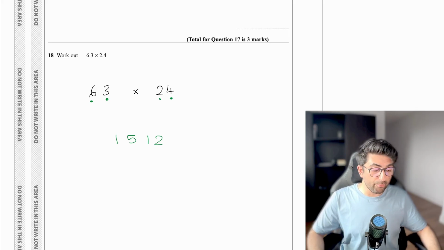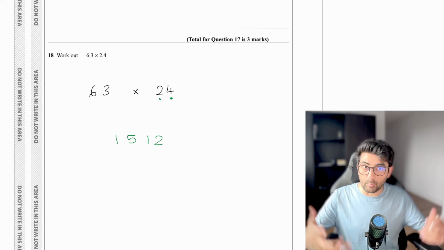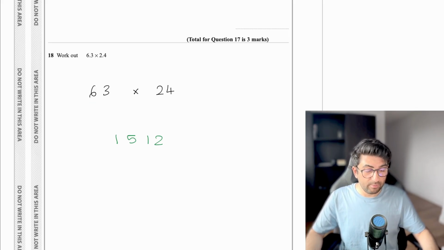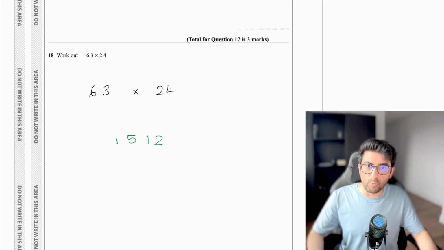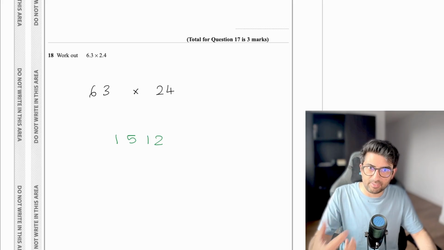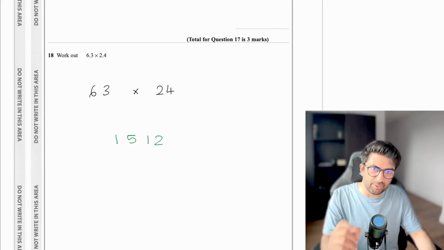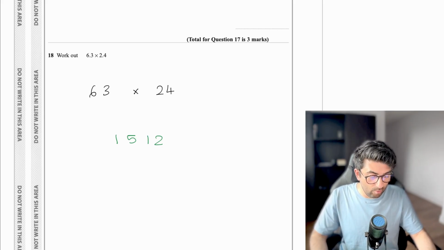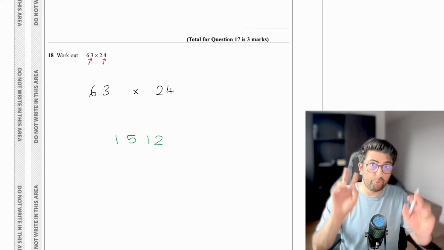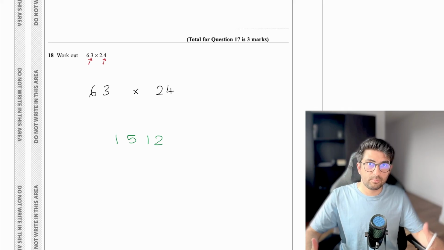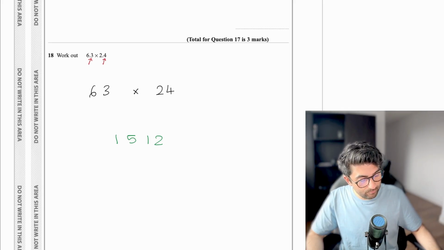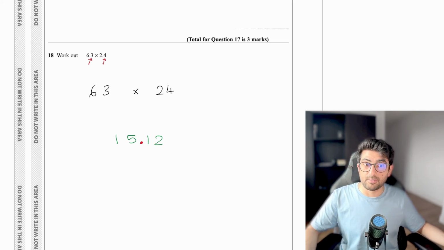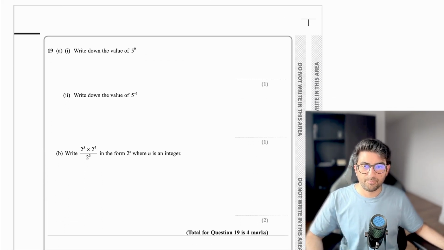But what about those decimals in the question that we ignored? What we do now, after we've done all the multiplication, we go back to the question. And we have a look at the question and think, how many numbers are after decimals? Like, how many of those digits are actually after a decimal? So I've got 1 here, and I've got 1 here. So altogether, I've got 2 digits after decimals. So in my answer, I need 2 digits after decimals. And I'm done. That's the answer. Next question.